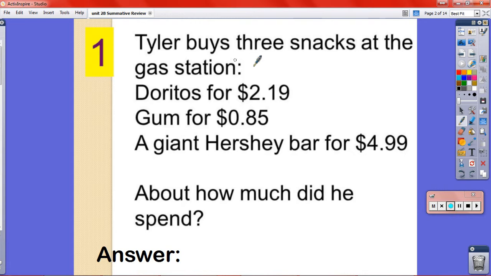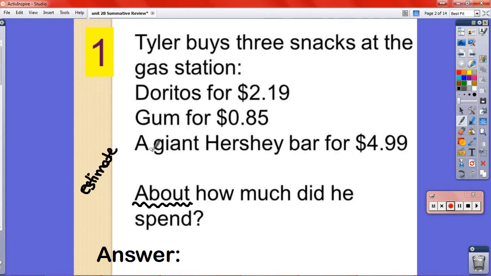So for the first one, Tyler buys 3 snacks at the gas station: Doritos for $2.19, gum for 85 cents, a giant Hershey bar for $4.99. About how much did he spend? So the first question is, is it estimation or an exact answer? And you see the word about here. And about is a keyword that tells us that we need to estimate. So our answer is going to be an estimate, not exact.